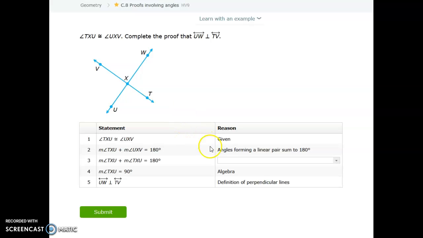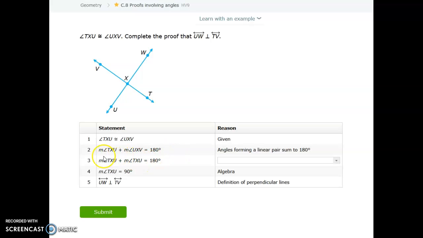It's mostly filled in for us, but there is one blank right here, and we're going to figure out the reason for this line, for line number 3. The very first statement just repeats what they said in the original question. It says angle TXU is congruent to angle UXV. Because that's just a copy of what was given in the question, the reason for that is just given. Proofs normally start with a statement that's either copying something from the original question or copying an idea from the figure, and the reason for that will always be given.